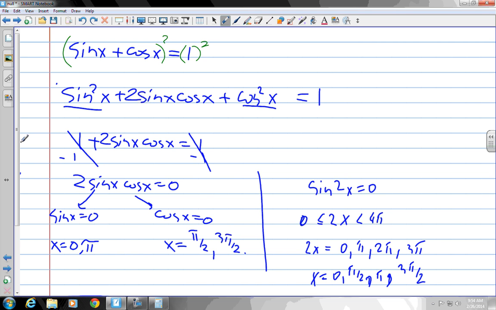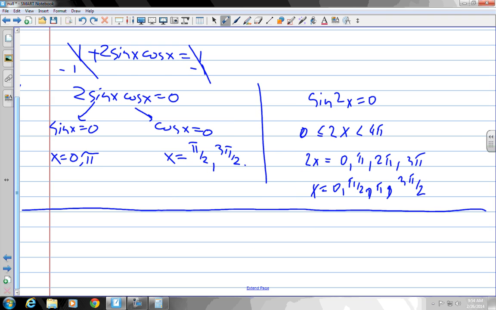It's one of those extraneous solutions. Because your left side came out to be -1, your right side came out to be 1, but we squared both sides, so that made them equal. That's why pi showed up as a solution. It works when you square it, but the original equation doesn't have squares, so pi does not work. 3 pi over 2: sine of 3 pi over 2 is -1, cosine of 3 pi over 2 is 0. -1 plus 0 does not equal 1.